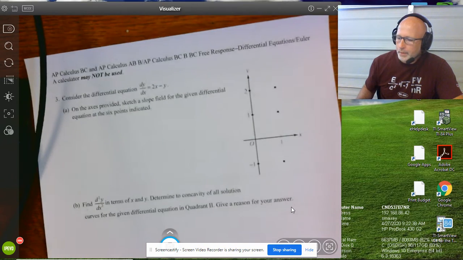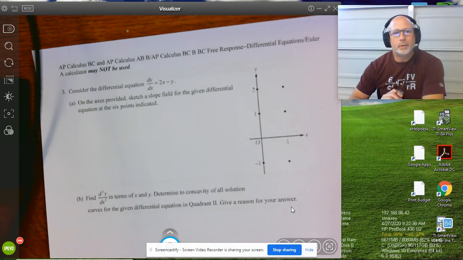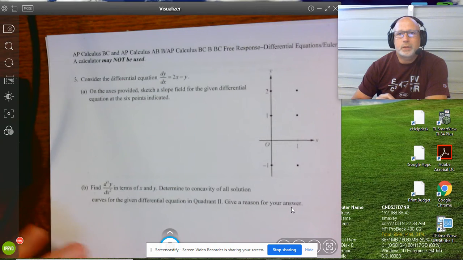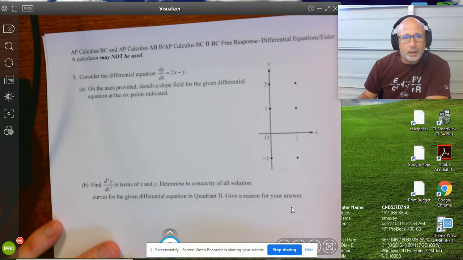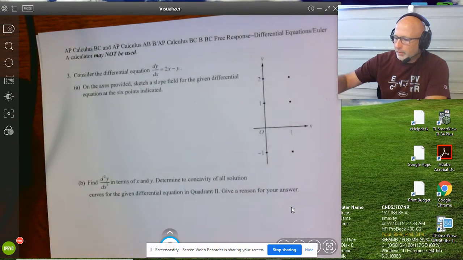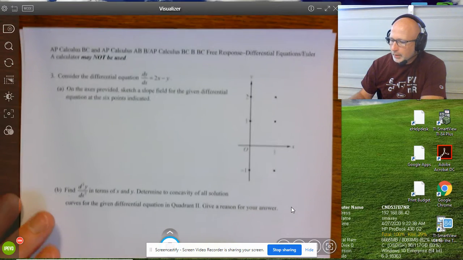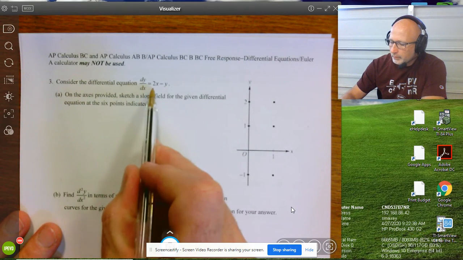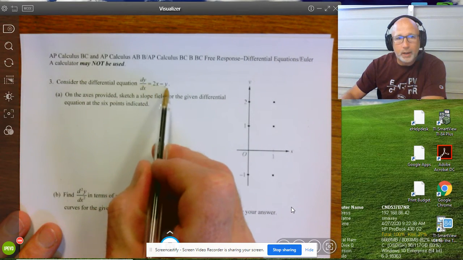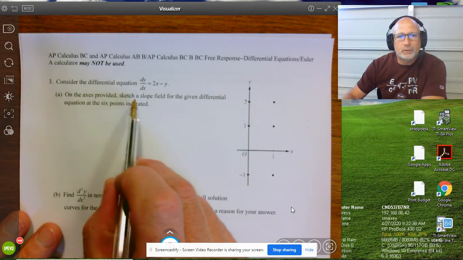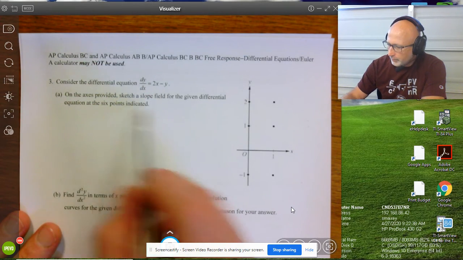Okay, so hi everybody. Today we're going to continue going on number 3 and number 4 from the differential equations Euler's method packet. Okay, so here we go. Consider the differential equation dy/dx equal to 2x minus y. On the axis provided, sketch a slope field for the given differential equation at 6 points.